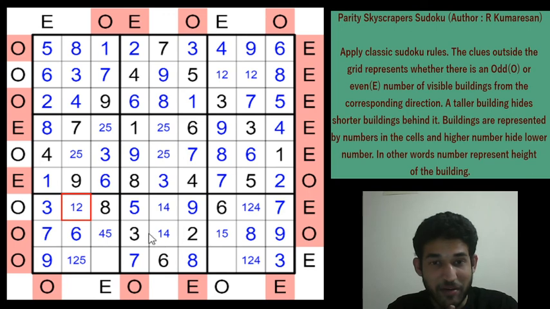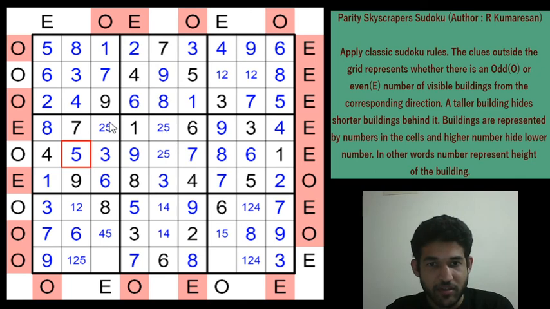This is very surprising, guys. Sudoku is still hard. Okay, look at this odd clue. It's not yet used. If you have a 2 here, then you will see only 2 buildings, 4 and 9. But we need to see an odd number of buildings. So which means this has to be a 5. And this will be a 2 and this will be a 2 and this will be a 5.